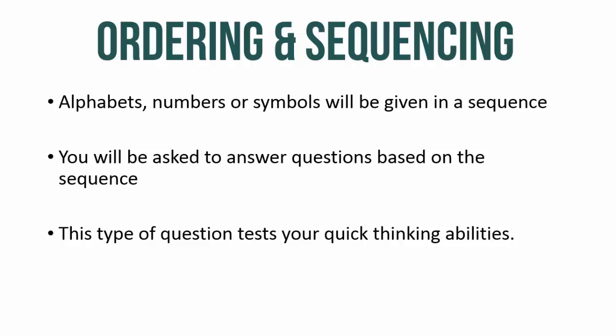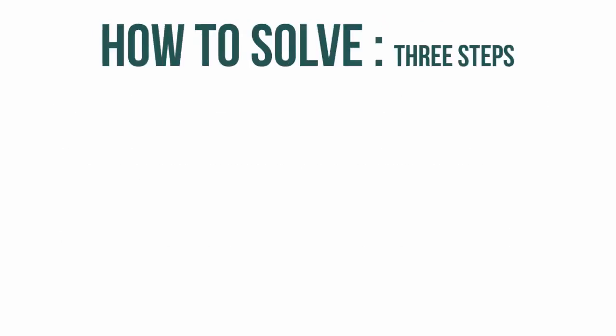Now in this kind of question, generally you'll be given a sequence to work out, and based on that sequence you will have multiple questions asked. For instance, you might have a question where you have to work out the order in which people finish a race, and based on that particular theoretical information you will be asked maybe 3 or 4 questions. Let's see how to solve ordering and sequencing questions in 3 easy steps.